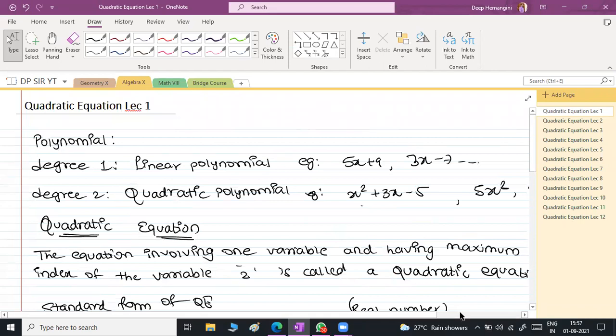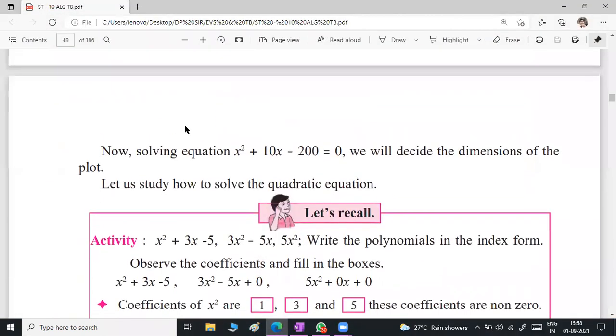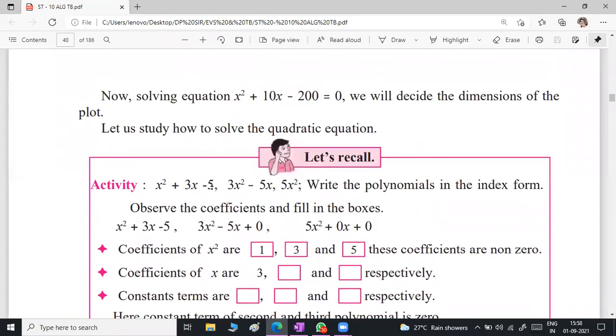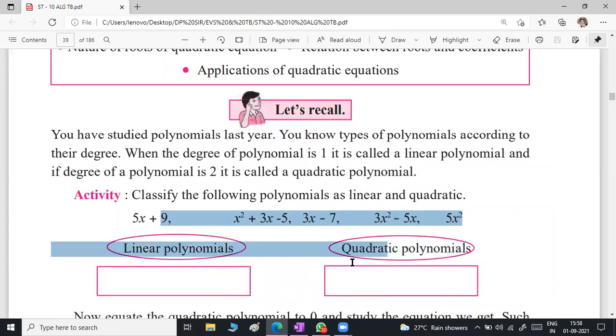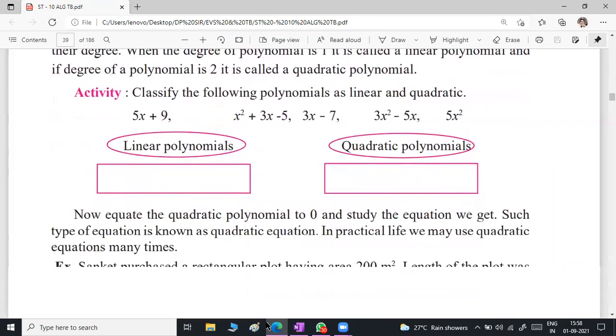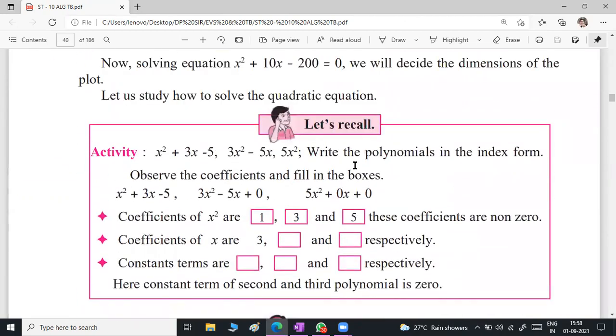So at present I have nothing from my side. We'll just refer to the textbook. If there is anything, we'll just complete that prerequisite part before going to question solving. I hope my textbook is visible to you all, and let's check. There are certain activity based questions here. See, this is a linear polynomial and everything. So now let's see this activity.